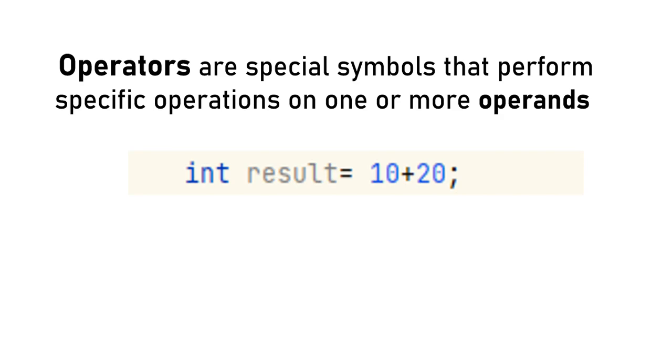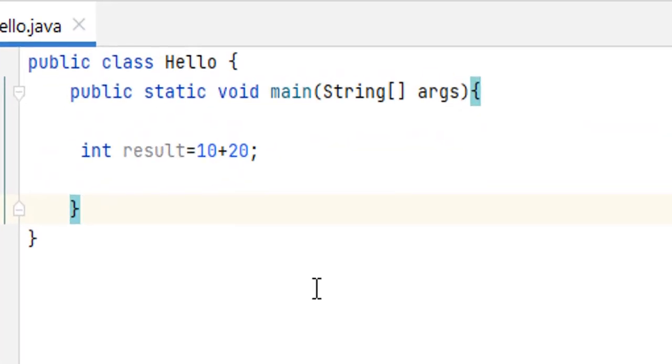So the plus symbol, what will it do? It will perform addition on one or more operands. Here, using the plus symbol we are adding the two numbers 10 and 20 and storing that result inside the result variable, and that is done by the equal operator. And the equal operator is nothing but an assignment operator.